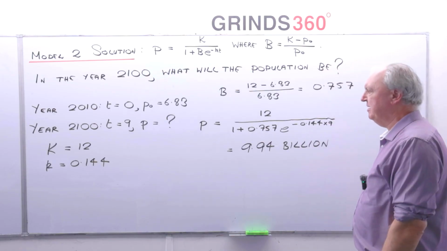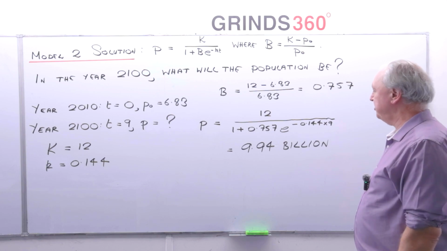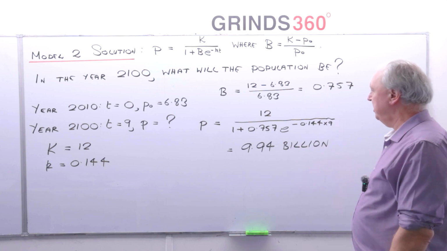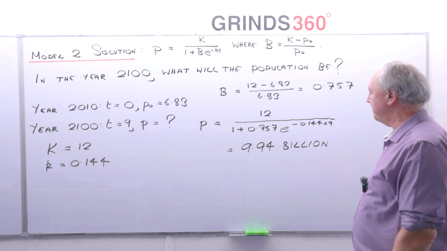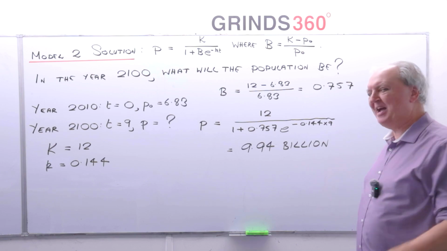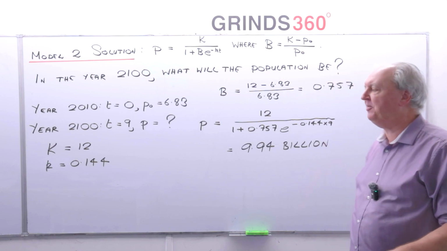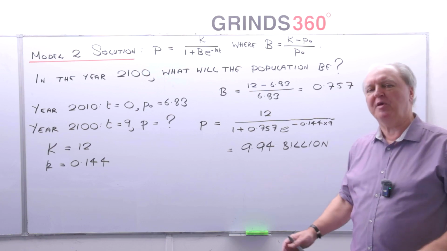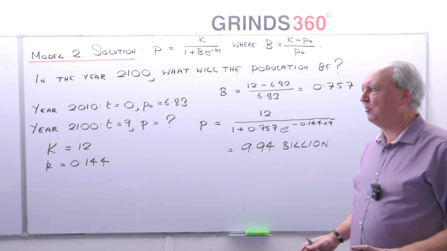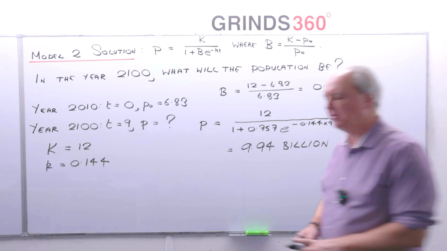So after about 9 decades, 90 years, the population has reached 9.94 billion. The UN estimates it's probably going to be around 10.2 billion. So I think our model is working quite nicely. It's certainly a great improvement on model number 1.